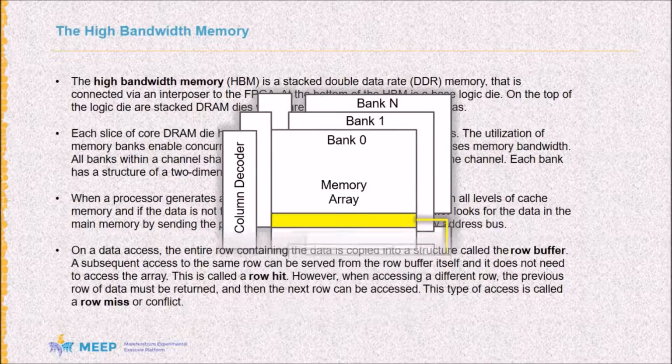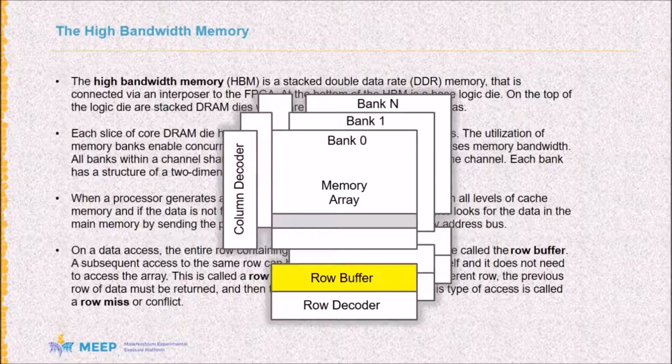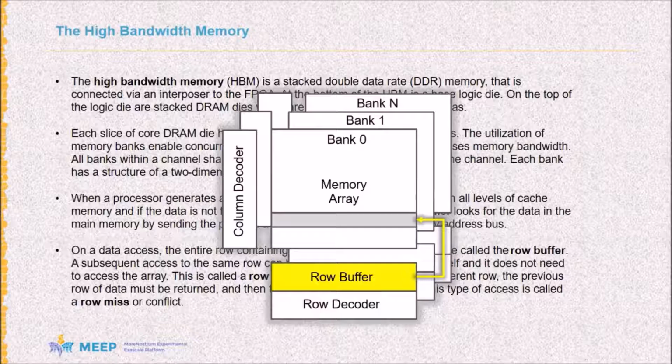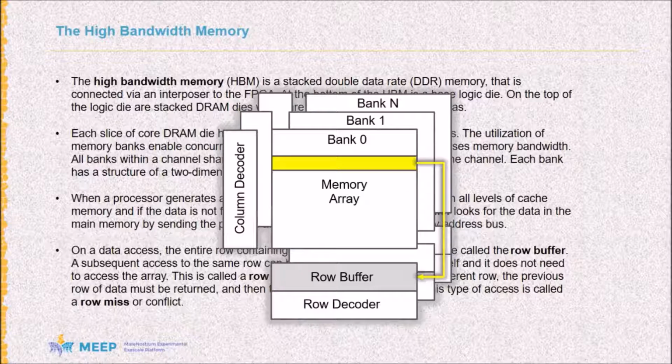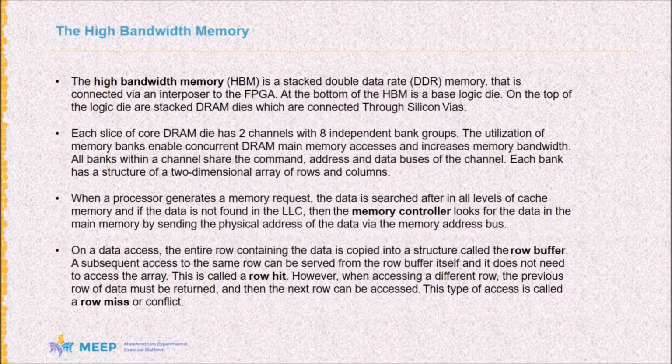A subsequent access to the same row can be served from the row buffer itself, and it does not need to access the array. This is called a row hit. However, when accessing a different row, the previous row of data must be returned, and then the next row can be accessed. This type of access is called a row miss or conflict.